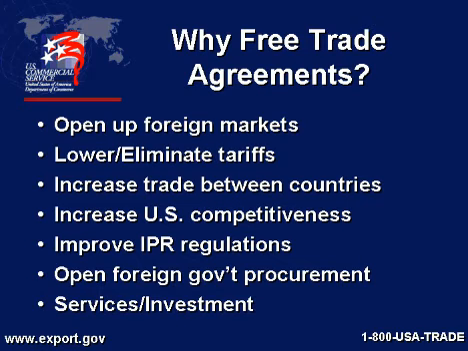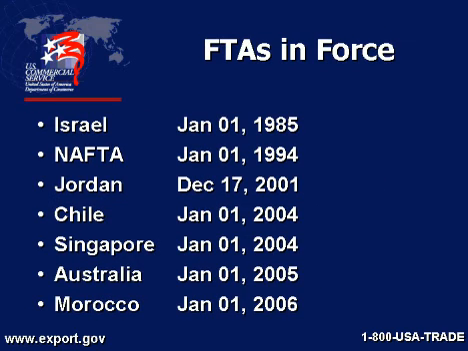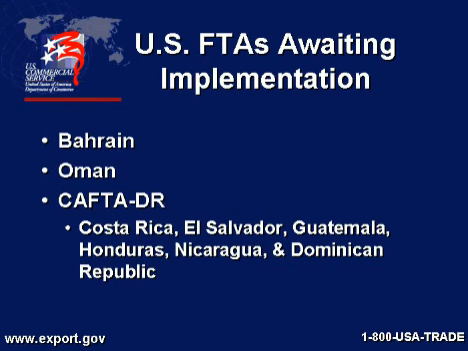There's also clauses to open foreign government procurement to U.S.-made goods and to open the service and investment markets to U.S. companies. Currently, there are 7 U.S. free trade agreements in force that your company can take advantage of. The first one was actually with Israel in 1985. I'm sure you're all familiar with NAFTA, the North American Free Trade Agreement. And then we do also have FTAs with Jordan, Chile, Singapore, Australia, and most recently with Morocco, which actually entered into force at the beginning of this month.